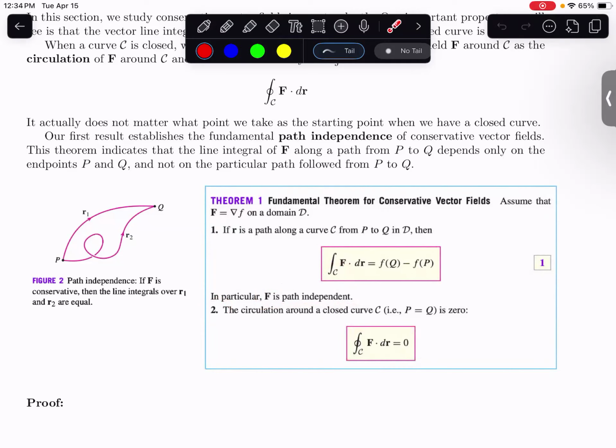So really we're saying the first result establishes path independence of conservative vector fields. If you look at this picture, if we have a point P and a point Q, we can take this path or we can take this path. And what this theorem is going to tell us is that it doesn't matter which path you end up taking. The vector line integral will end up being the exact same.